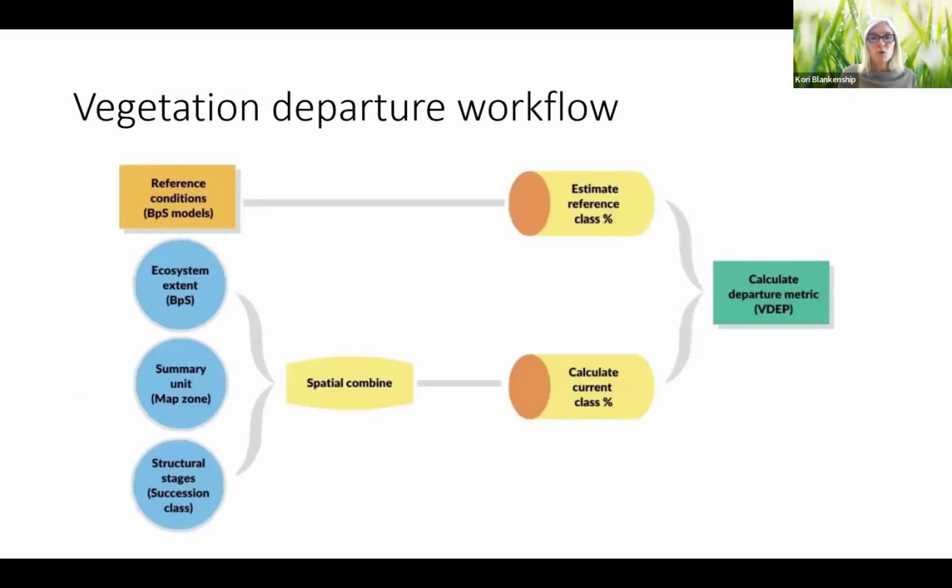Going back to our departure workflow here, we have estimated reference conditions, or at least you've seen how that's done. And I'm going to show you one way to get the exact reference class percent. In the last session, we calculated the current class percent. So we're going to put those together in a spreadsheet exercise and calculate veg departure.